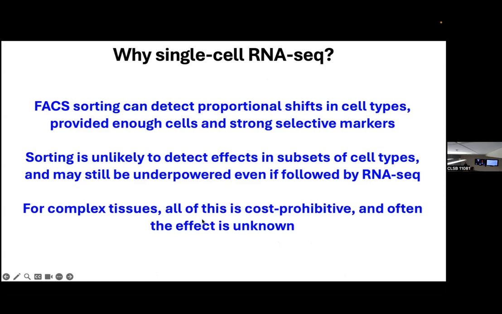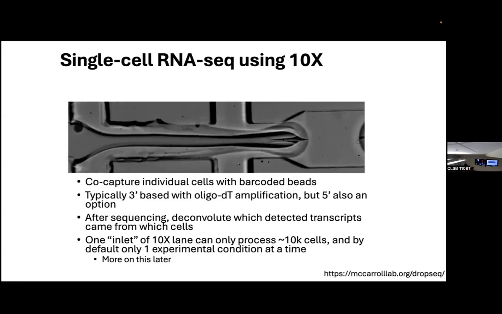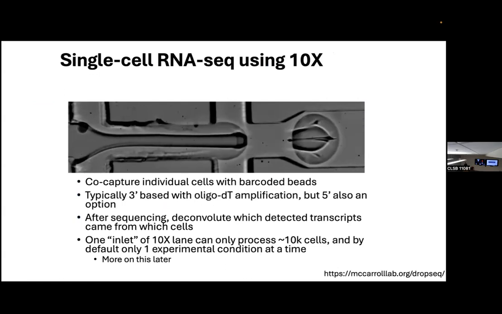So for really complex tissues, you have 20, 50, 100 different cell types. It's completely cost prohibitive to do something sorting based as an approach. So here came single cell RNA-seq using droplet microfluidics, was one of the first and then became one of the most popular approaches to do this.